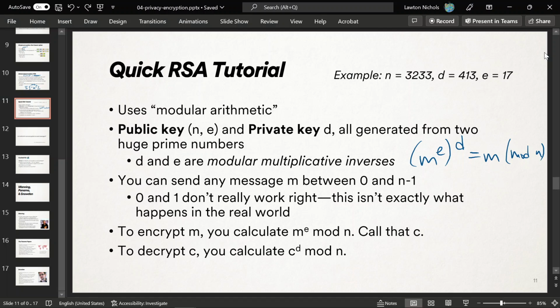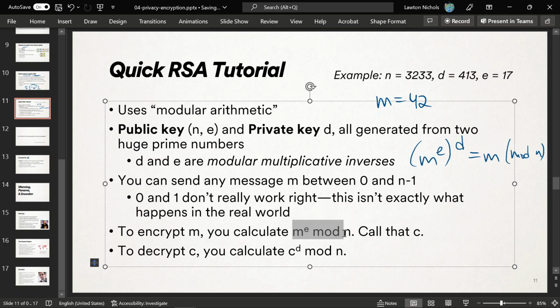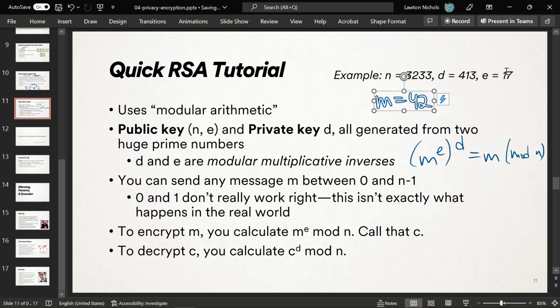So here's Python. Let's see, what message do we want to send? Let's send 42. That's the message I want to send to somebody securely. So I'm going to calculate m to the e mod n. So 42 to the 17th power mod 3233.